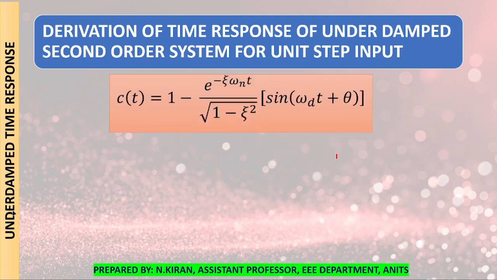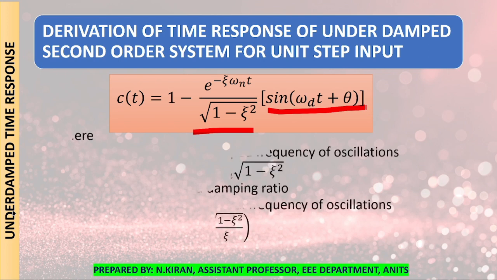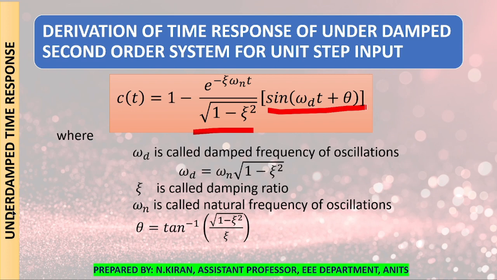So I can rewrite my expression as c of t is equal to 1 minus e power minus zeta omega n t by root over 1 minus zeta square, which I have taken as common, into sine of (omega d t plus theta), where zeta is the damping ratio, omega n is the natural frequency of oscillation, and omega d is called the damped frequency, which is represented as omega n into root over 1 minus zeta square, and theta is tan inverse of root over 1 minus zeta square by zeta.